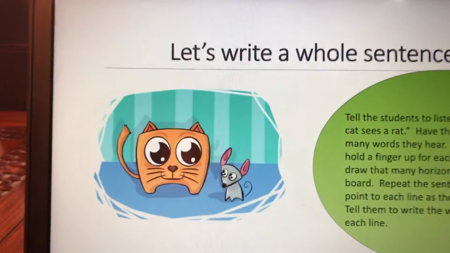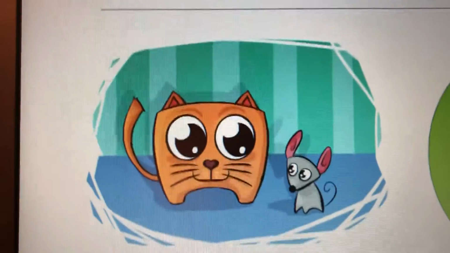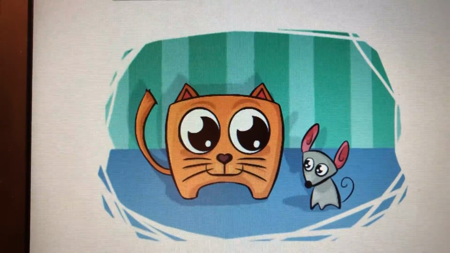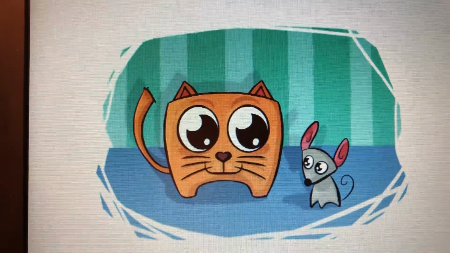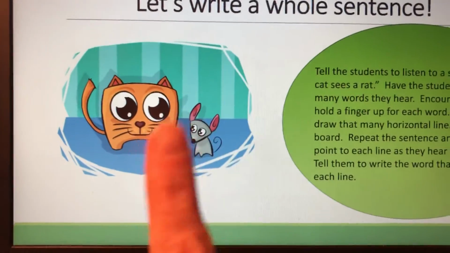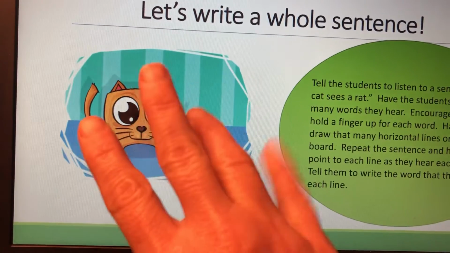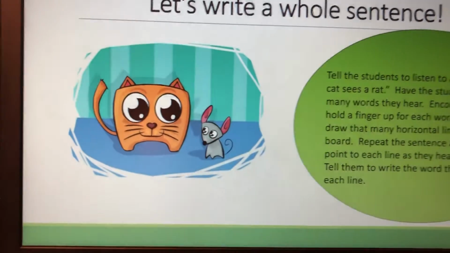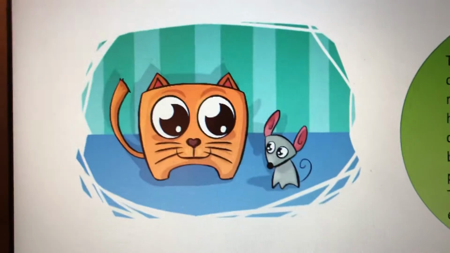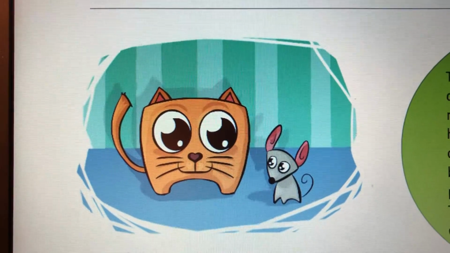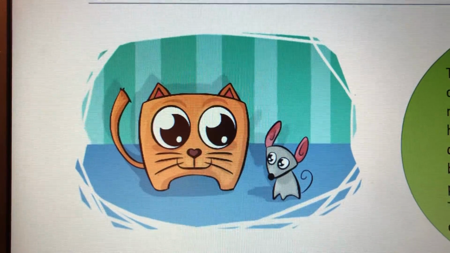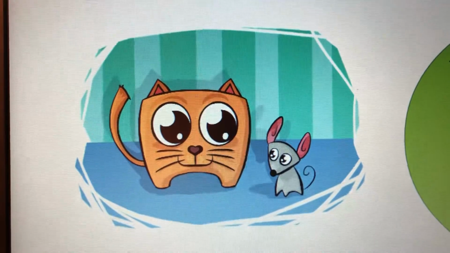Now we are going to write a whole sentence. So I'll need you to listen very closely to the sentence we're going to write. You're going to write the sentence, the cat sees a rat. So I'm going to help you count out the words in that sentence that you're going to write. The cat sees a rat. That was 5 words. All right, one more time, and then I want you to pause the video and write the sentence. You ready to hear the sentence? The cat sees a rat. Okay. Pause the video and see if you can write that sentence down.